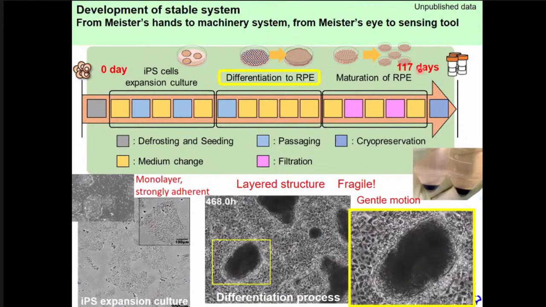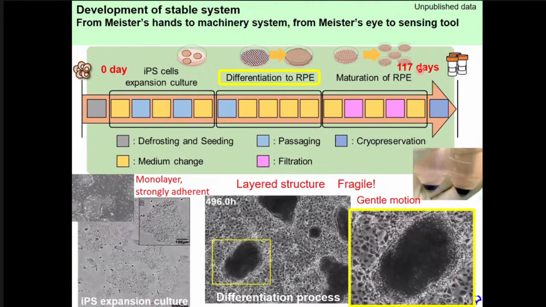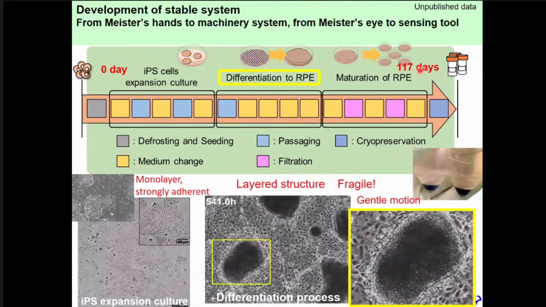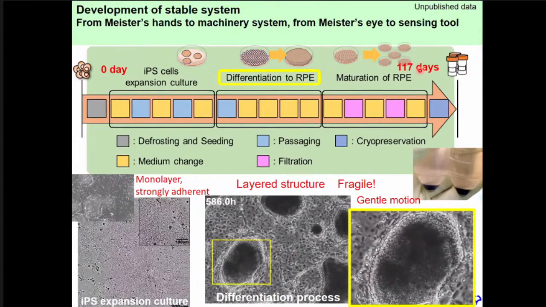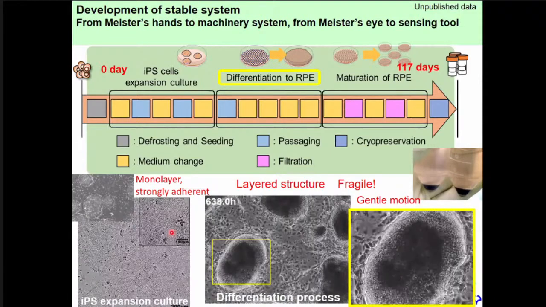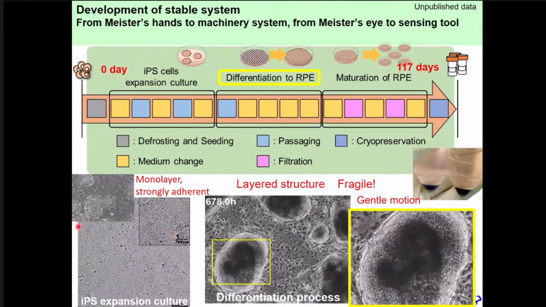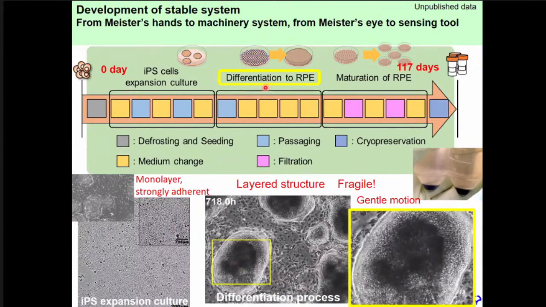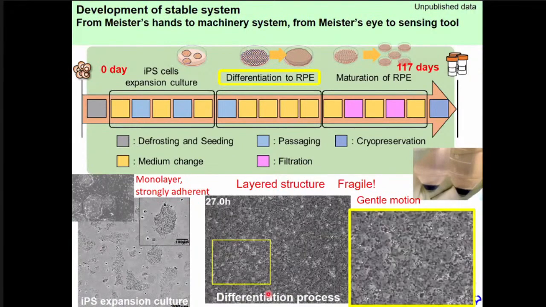Because it takes time. Every 2 days or every day we have to change the medium. Maybe my students don't like the culture. I also don't like culture. So my expert can perform. So this is the IPS cell culture like this, and during the culture for the differentiation into the retinal pigment epithelial cells, it looks like this one.